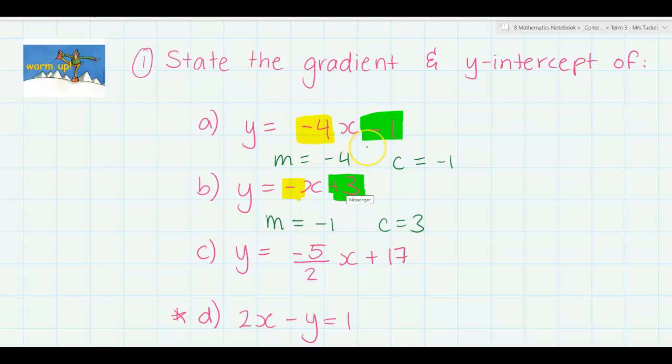So visualize A. Can you show me, if the grid paper is in front of you, what does A look like? What does -4x minus 1 look like? Is it going to be this way? Is it going to be this way? Is it going to be really steep? Is it going to be almost flat? What's it going to be?